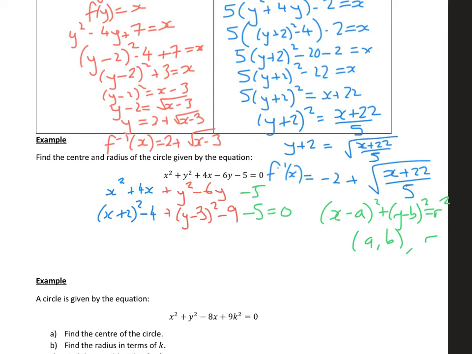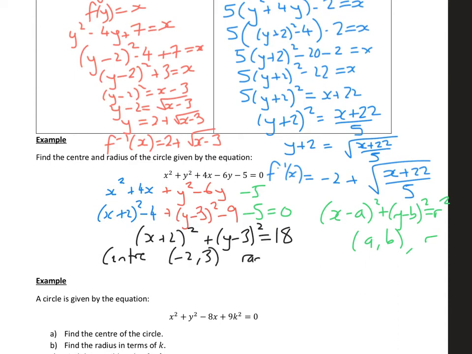And then I'm just going to simplify it, so x plus 2 squared plus y minus 3 squared. I'm going to take all my numbers to the side, so I've got 4 plus 9 is 13 plus 5 is 18. So my center is (minus 2, 3), and my radius is the square root of 18, which I can write as 3 root 2.